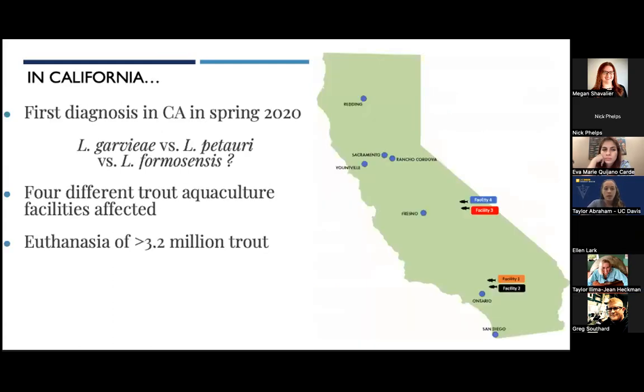So this brings us to California, where we had our first outbreak of lactococcosis in 4 trout hatcheries in the spring of 2020, located in Southern California. This outbreak did result in the euthanasia of 3.2 million trout, and the isolates were originally identified as L. garvieae. We still don't know the origin of the strain, but it has shown to be highly virulent in rainbow trout that we challenged here at UC Davis. It was also shown to be very difficult to treat amidst the outbreaks.